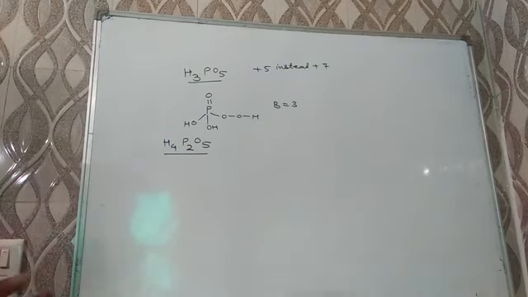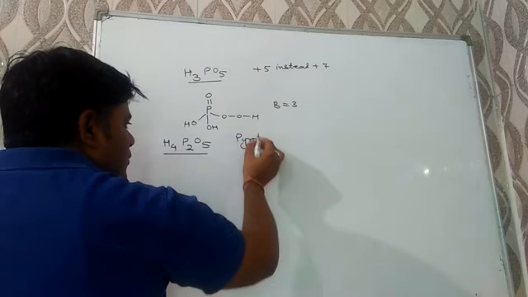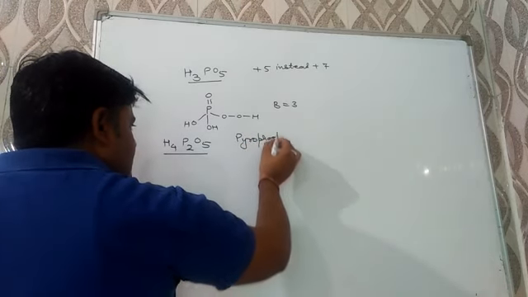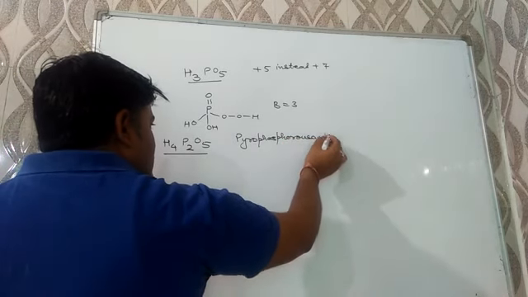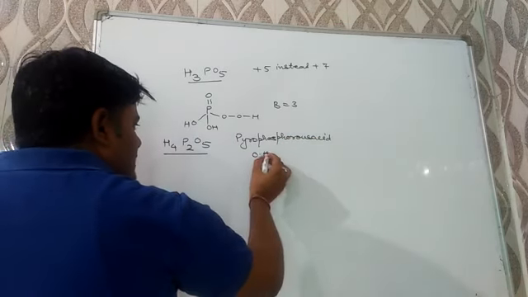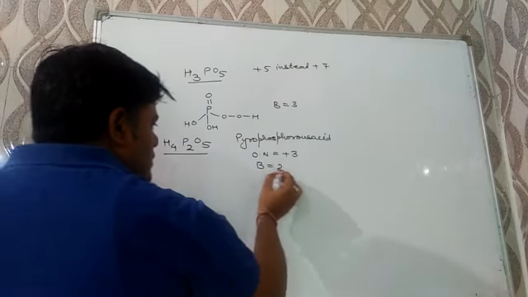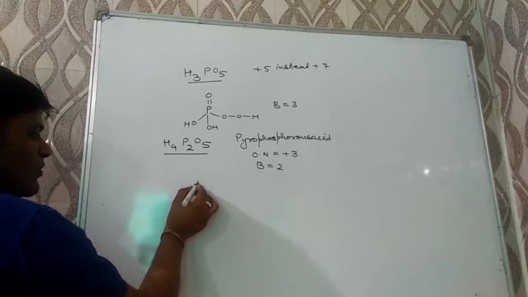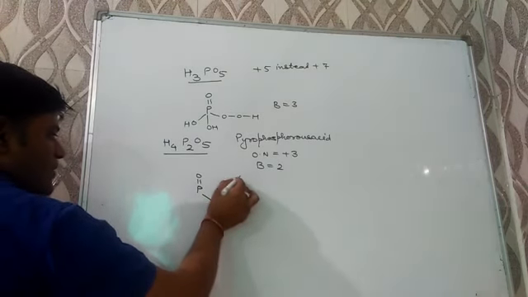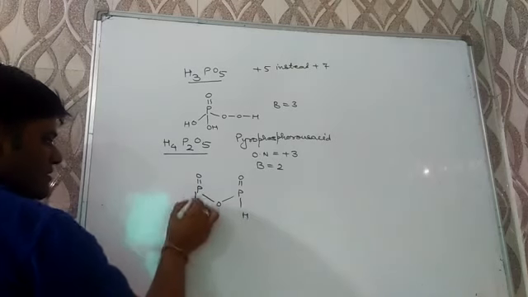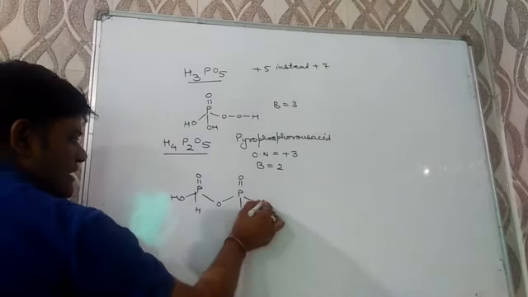H4P2O5. Name is pyrophosphorus acid. Oxidation number +3. Basicity 2. Structure will be P double bond O, with one oxygen between 2 phosphorus atoms, P double bond O, 1 H on each phosphorus, 1 OH on each phosphorus. That's why basicity is 2.